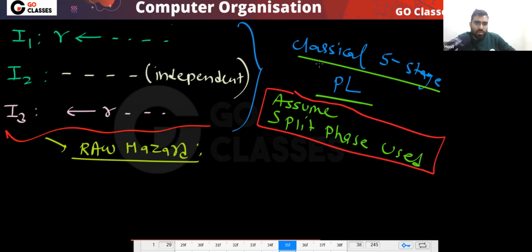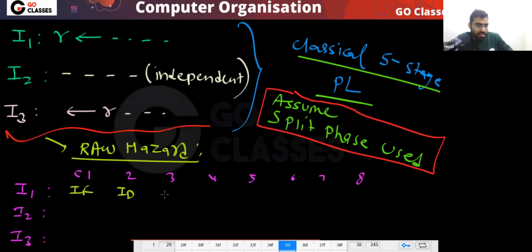Before handling the hazard, you must be sure that hazard is there, right? So before handling the hazard, first you check, is there hazard? Yes, there is hazard. You have RAW hazard because you can see cycles C1, 2, 3, 4, 5, 6, 7, 8, and then you have instruction I1, instruction I2, instruction I3. Now you can notice that instruction I1 is going to instruction fetch, then it will decode and read the registers, then it will go to execution stage, it will use the ALU, then it will access the data memory, and then it will write back to the register.